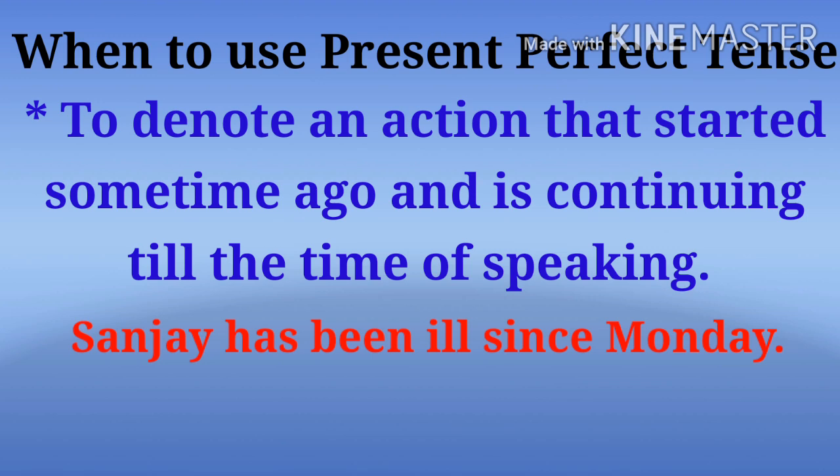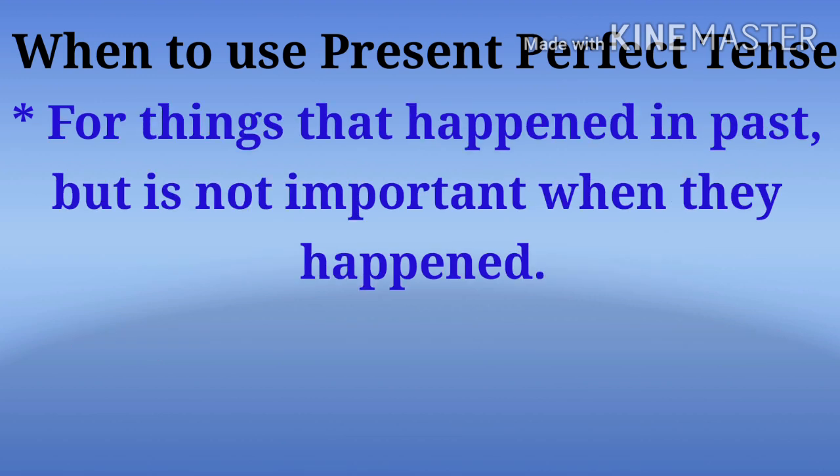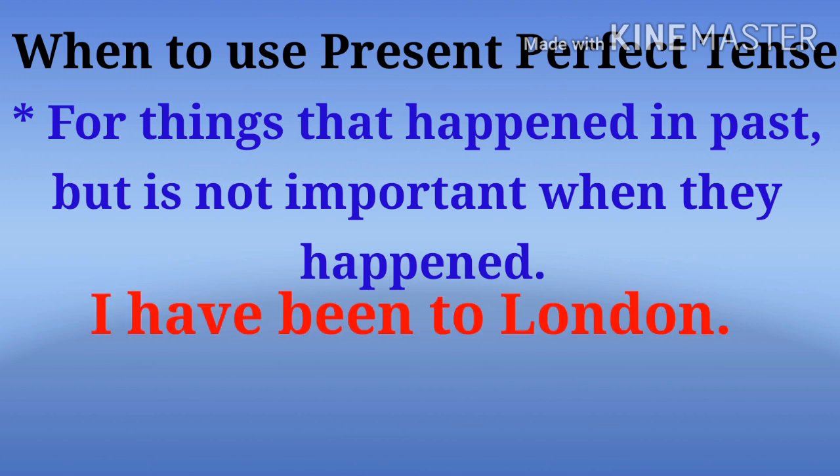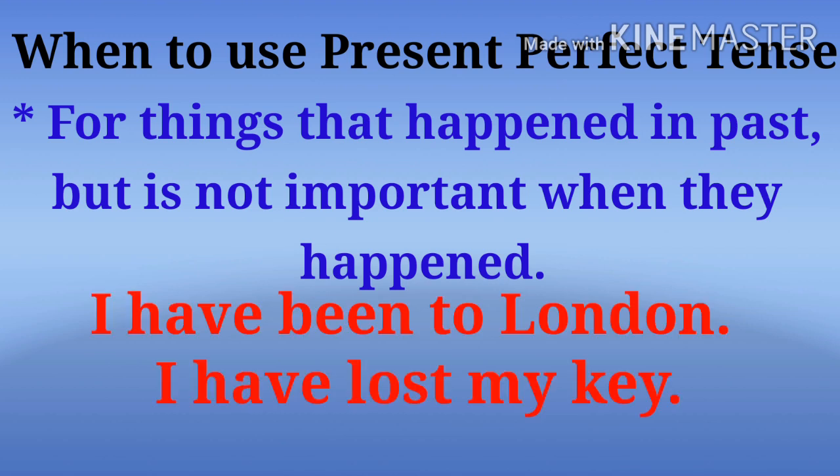Present perfect tense is also used for things that happened in the past but it is not important when they happened. For example, I have been to London. I have lost my key. Here, the action is not important, their effect in the present is important.